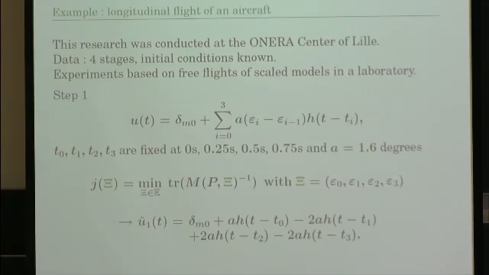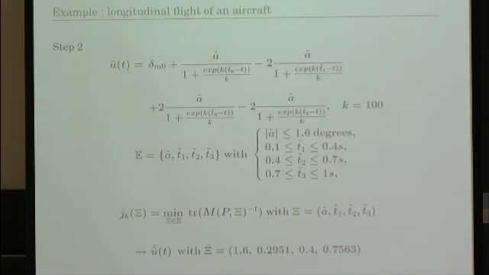Thus, by using the first step of the methodology, by using the dynamic programming principle, I obtain this input. In the second step, this input is approximated by another input, by this one. Here, I give k equal to 100. I have this constraint on amplitude and switching time. And by using the previous methodology, we obtain this xi hat.